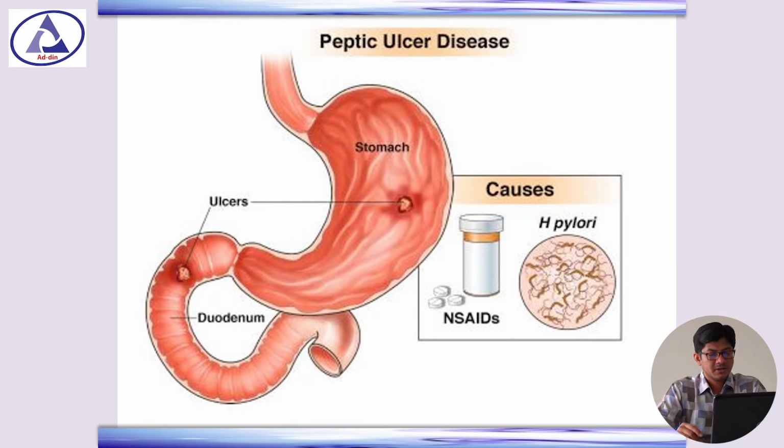Here is a picture of the stomach. There are two lesions. One is at the pyloric portion of the stomach and another in the first part of the duodenum, and these are the commonest sites of peptic ulcer disease.